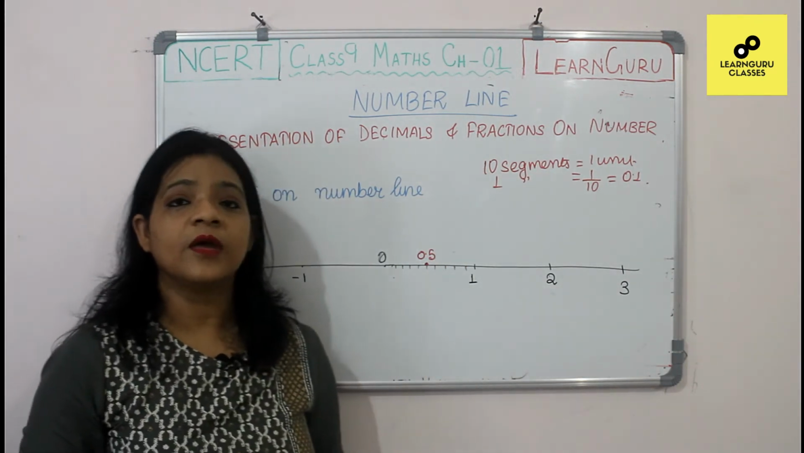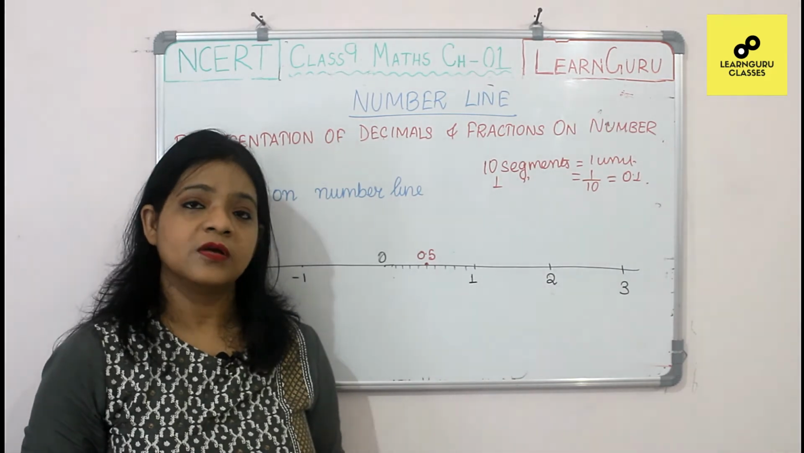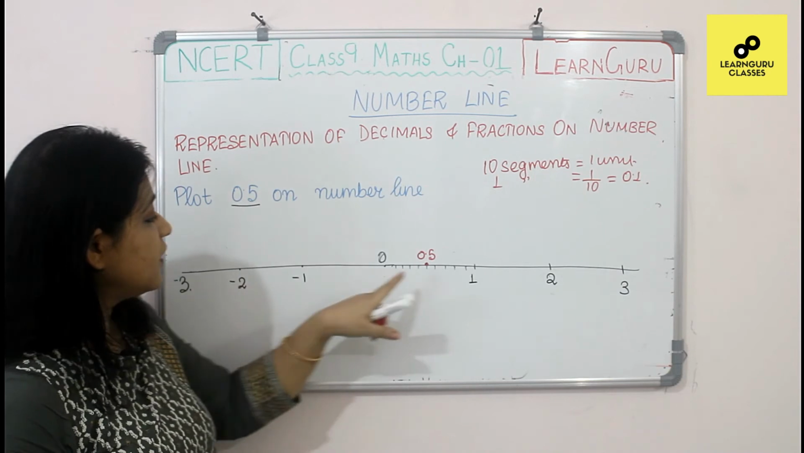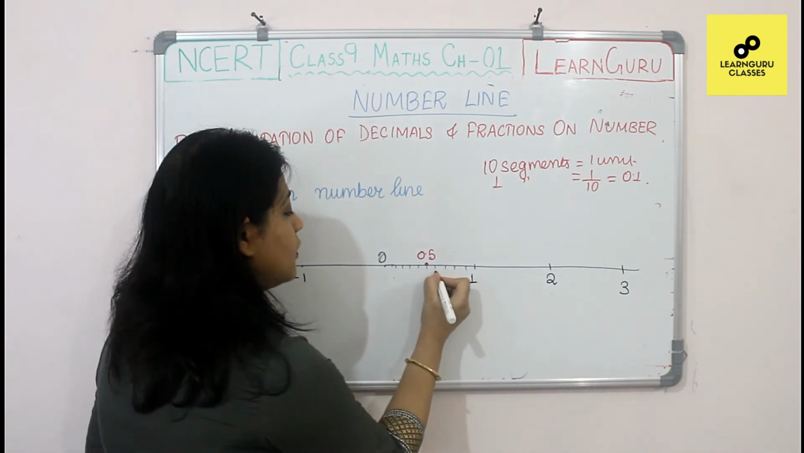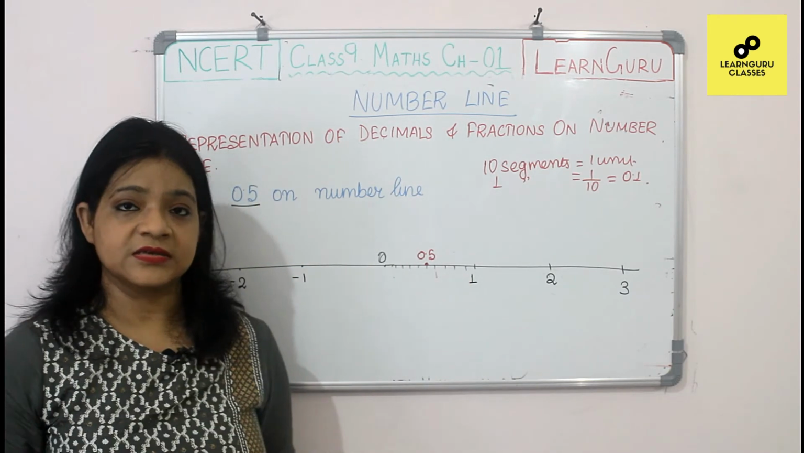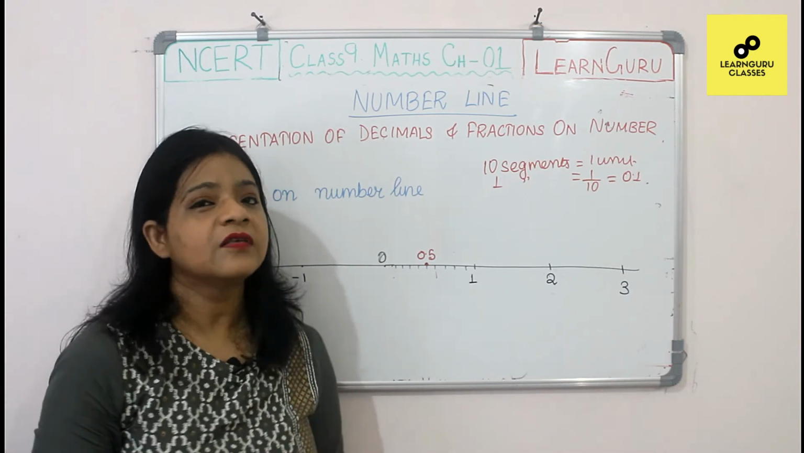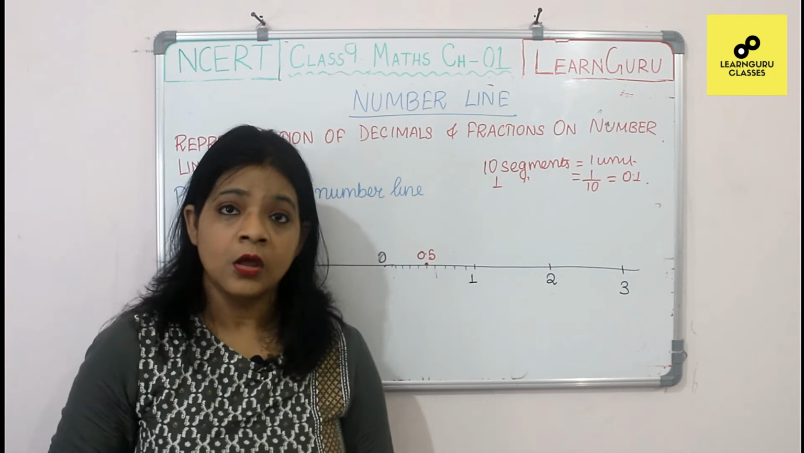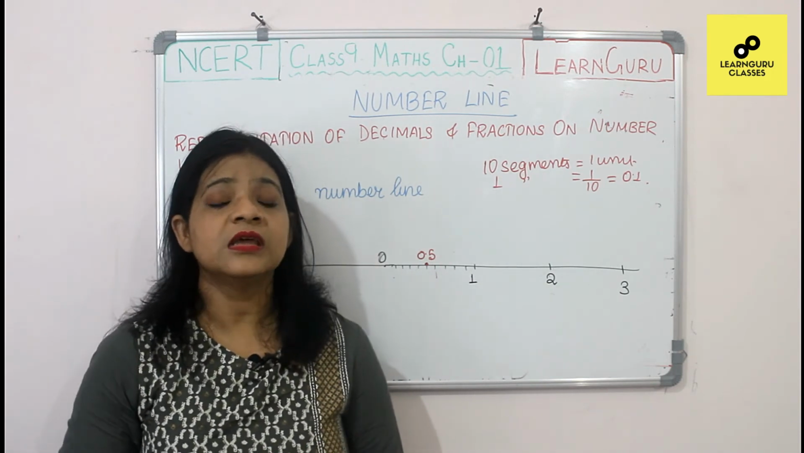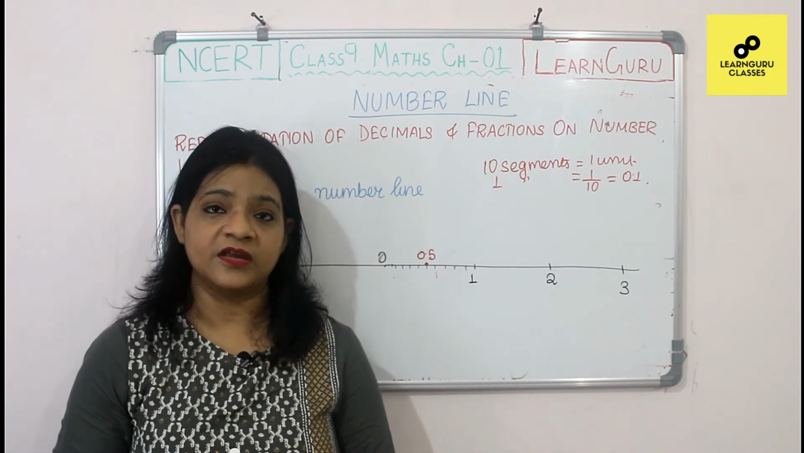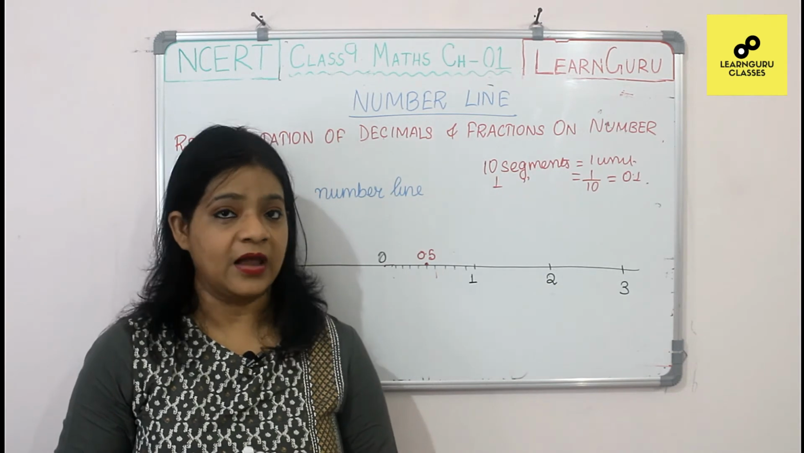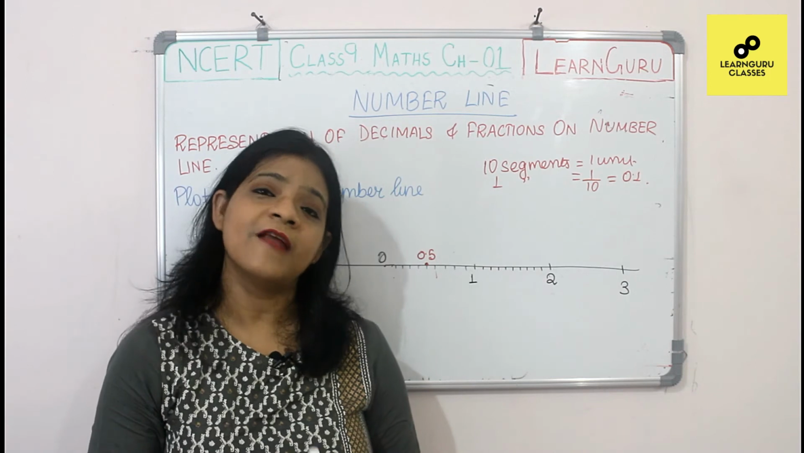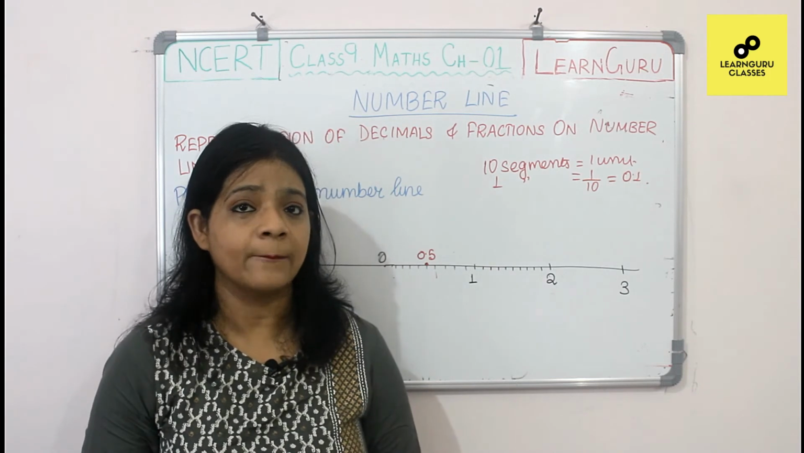In this way we represent numbers on the number line. If it is asked for 0.6, obviously you will plot it here. So plotting decimal numbers on the number line won't be a problem for you. Next we are going to see how fractions are represented on the number line.